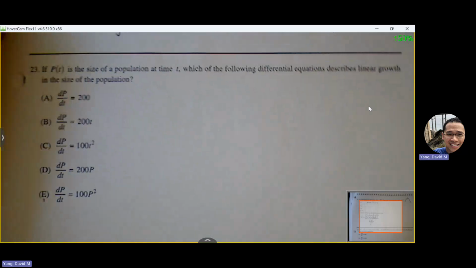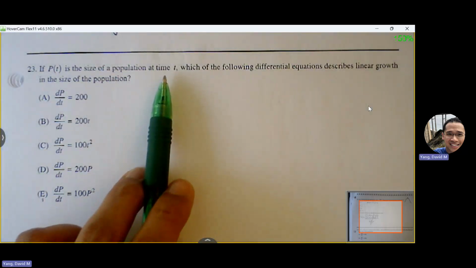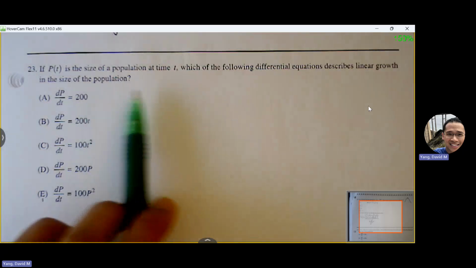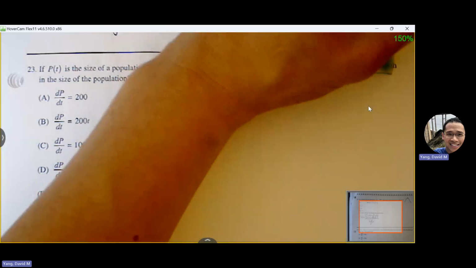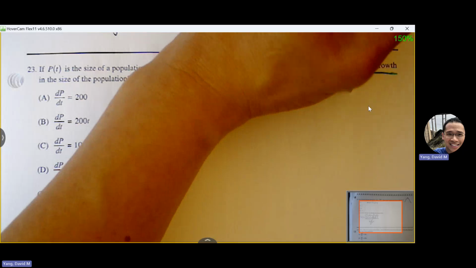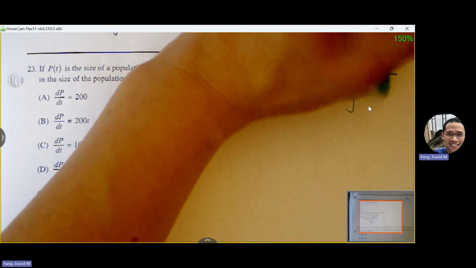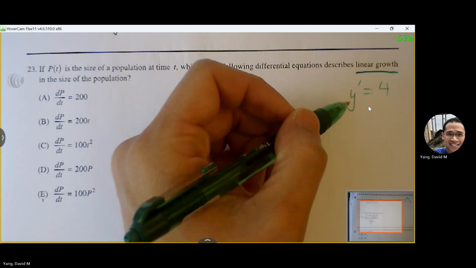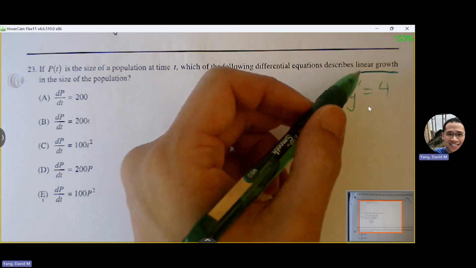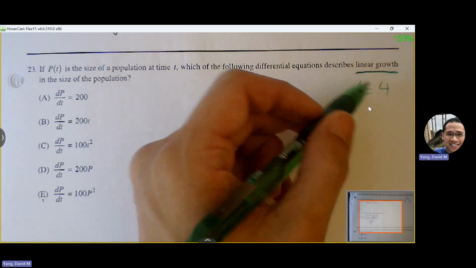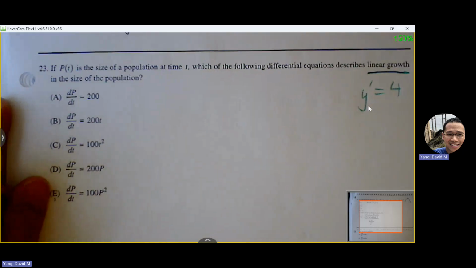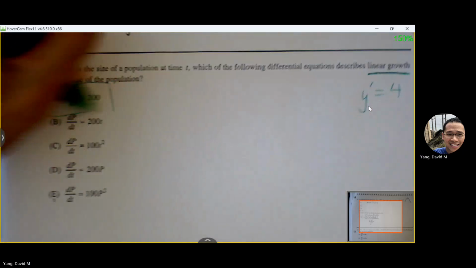Okay, 23. P of t is the size of a population at time t. Which of the following differential equations describes linear growth in the size of the population? So linear growth would be, imagine if it was like y prime is equal to 4, where my slope is just going to be like 5 or 6 or 8. So the only one that has a linear slope is A here.